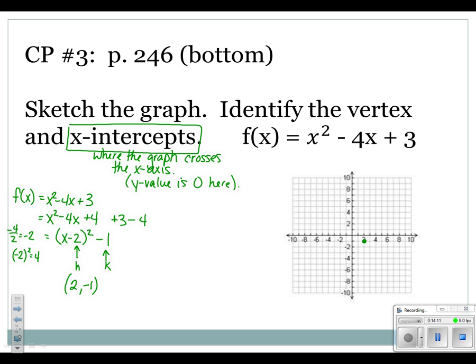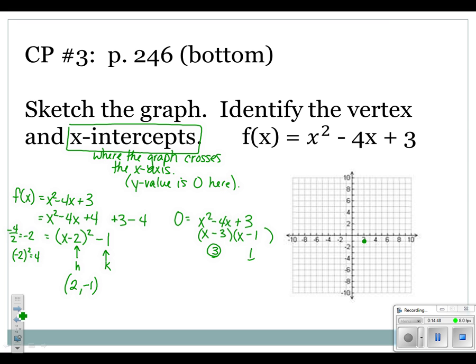So here's my vertex over here on the picture. I need to figure out where my intercepts are yet. So I need to find out where is my function equal to 0. So come back to x squared minus 4x plus 3. Okay, I want 0 to be equal to that. Well, when I look at this, to me, this is factorable. If I have minus 3 and minus 1 in there, I have my polynomial factored. There's a 0, and there's a 0.